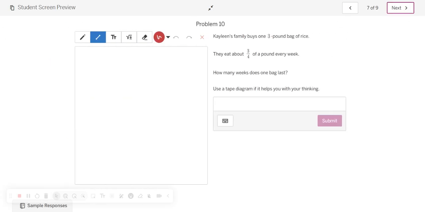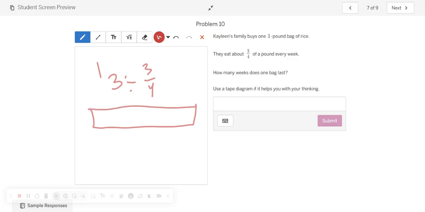Okay, and here we go. 3 pounds of rice, 3/4 of a pound. I'm doing pencil. 3 divided by 3/4. And if I've got 3, each one is cut into 4 pieces. And so I get 3. There'd be 2 here. There'd be that. I end up with 4 days, 4 weeks.